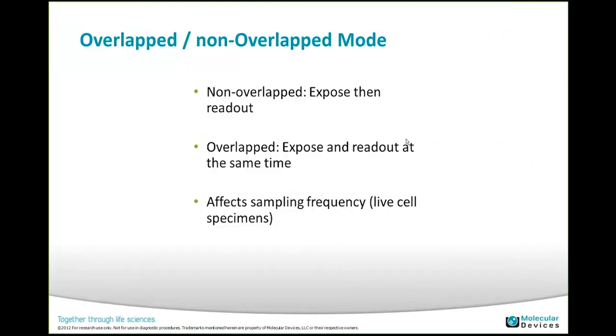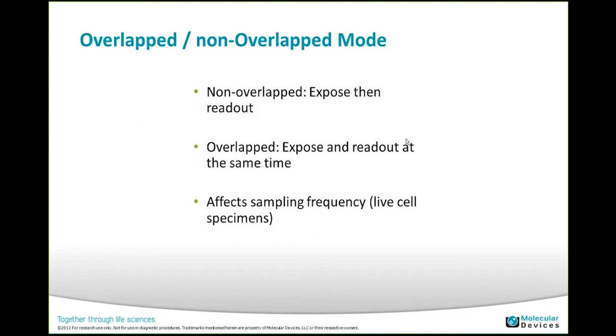There are some cameras, especially frame transfer cameras, where you have overlap versus non-overlap mode operation. In non-overlap mode, you expose and then read out. As fast as you can go is the combination of the exposure time plus the readout time. That's as fast as you can acquire the images.